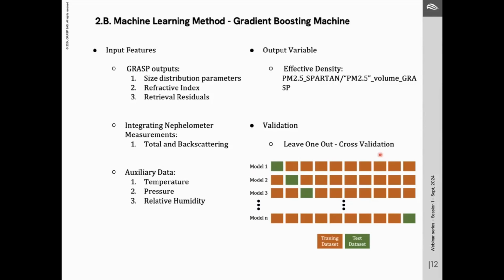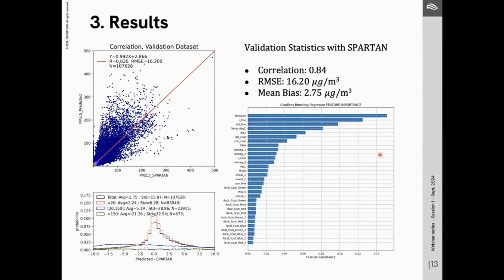This validation approach makes sure that for the site we want to predict, the model has never seen its data before. This way we make sure that if we deploy a new integrated nephelometer at a new site, this model will still be able to work. So next, I'm going to share some of the results.